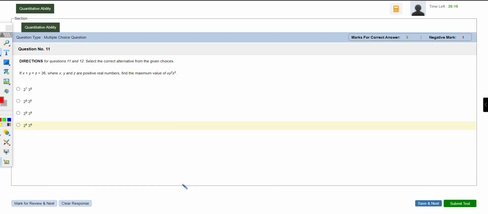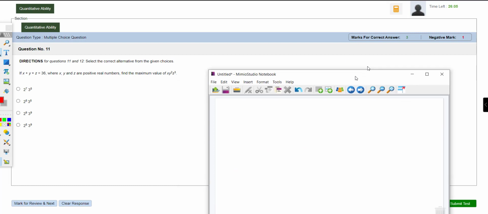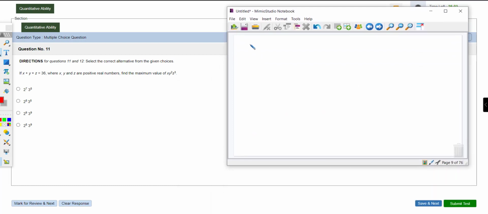After this, question number 11: x plus y plus z is 36, where x, y, z are positive real numbers. Find the maximum value of the given expression. This is again a very common question. To find the maximum value of that multiplication, we need to solve x divided by the power of x is equal to y divided by the power of y is equal to z divided by the power of z, along with this.